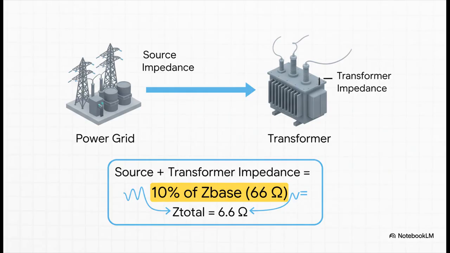Okay, step 2. Now we need the total impedance of the system during a fault. This includes the impedance from the whole grid feeding our substation plus the impedance inside our own transformer.